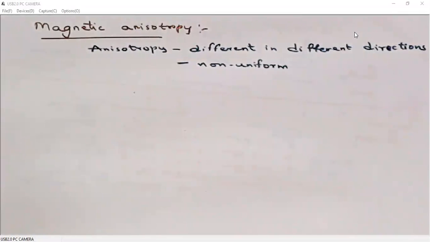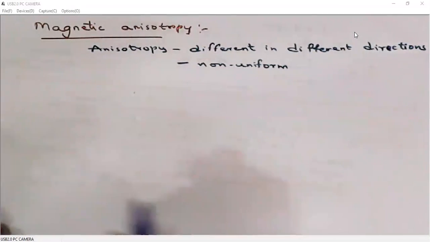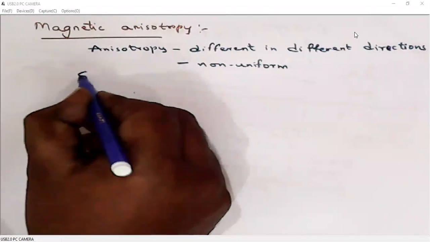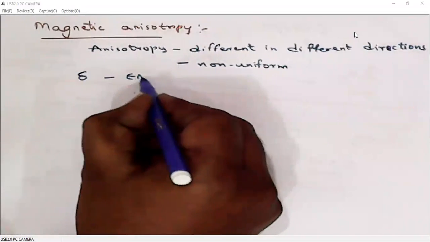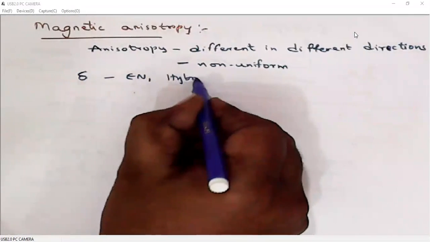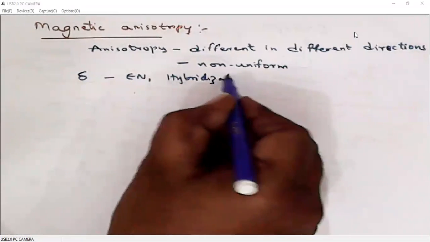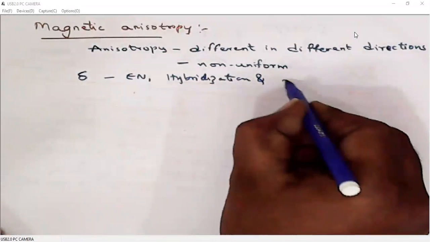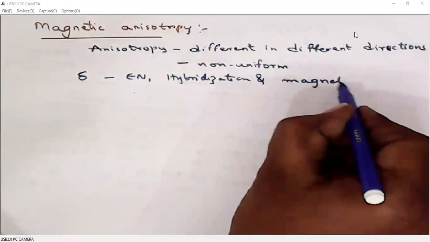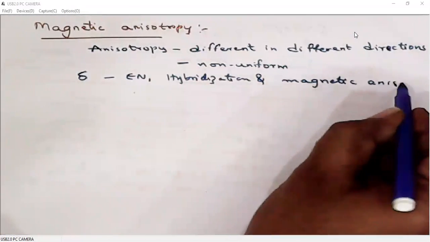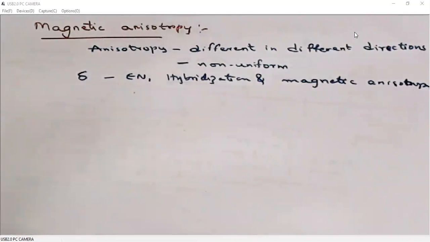Now we will discuss magnetic anisotropy. Isotropy means uniform, the same in all directions. Anisotropy means non-uniform, that is, different in different directions. Of course, we know the chemical shift is influenced by electronegativity, hybridization, and magnetic anisotropy. Of course, we know the concepts of hybridization and electronegativity.